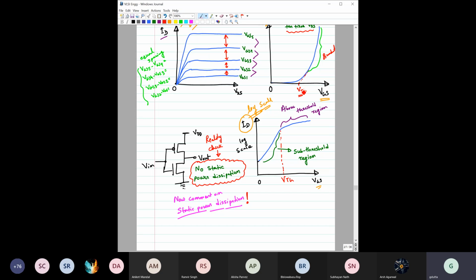And if you consider below threshold, where it looks like the current is 0, actually the current is falling exponentially. So it varies exponentially with Vg by kT. So as you change this gate voltage, this region will vary exponentially. Also, one more interesting thing is that even when this Vg is equal to 0 volt, the current is not equal to 0. This is log scale, right?